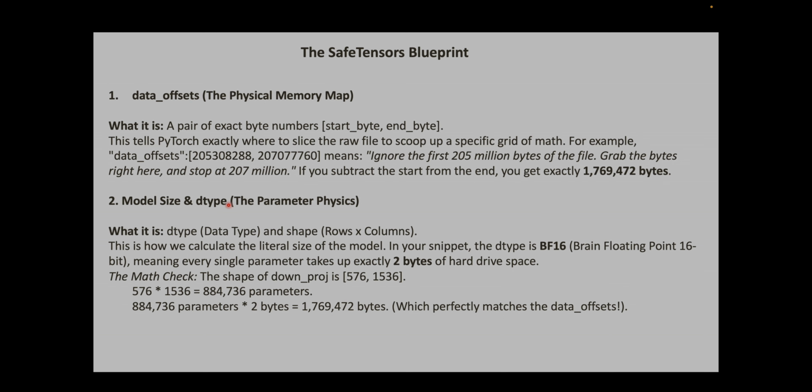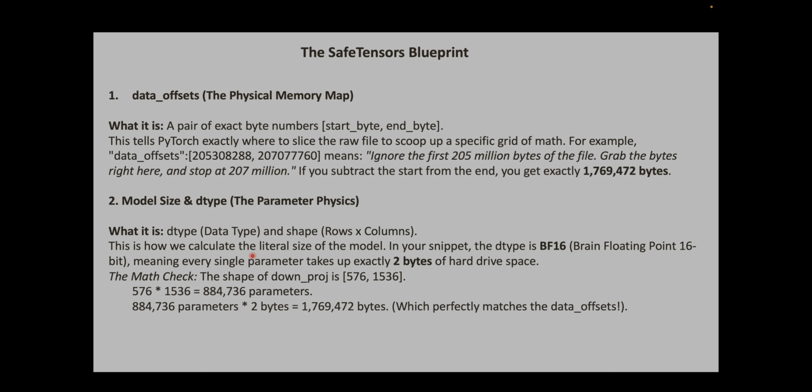Then model size and D type. So what is D type? It is the data type, and shape is rows cross columns. Okay. So this is how we calculate the literal size of the model. In your snippet, the data type is BF16, which is brain floating point 16, meaning every single parameter takes exactly 2 bytes. So 16 bits, and 8 bits equals 1 byte, so it will be 2 bytes of drive space.